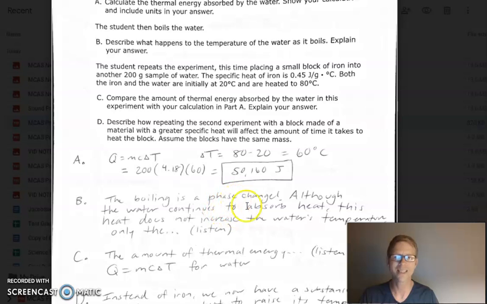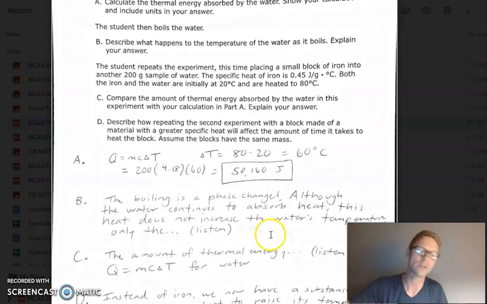If water is boiling, the temperature does not change, although it's still absorbing heat. You do want to mention this is a phase change, and normally the temperature would increase if you add heat, but in this case, during a phase change, the energy is not going into changing the temperature. The energy is going into making the molecules gain potential energy as they get pulled further apart out of the liquid stage, and we have a boiling phase change.